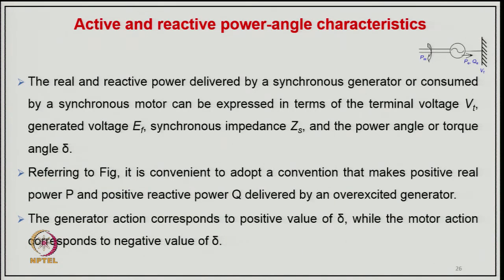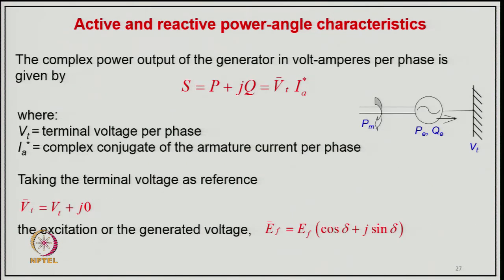So, now typically the real and reactive powers delivered by a synchronous generator or consumed by a synchronous motor can be expressed in terms of terminal voltage, generator induced voltage, synchronous impedance and the power angle or torque angle. Referring to the figure, it is convenient to adopt the convention that makes real power positive and reactive power Q positive when delivered by an overexcited generator. So generator action corresponds to a positive value of delta, while motor action corresponds to a negative value of delta.